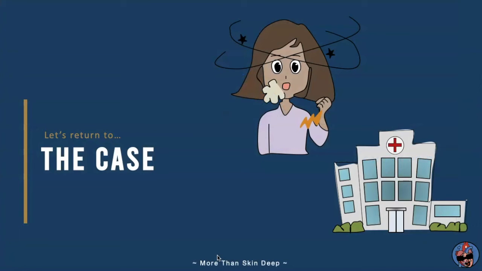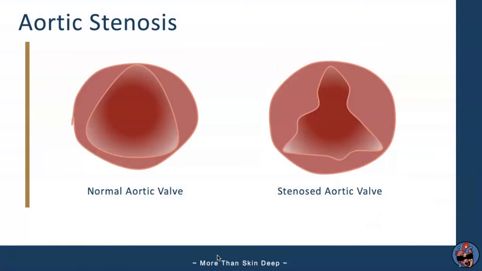Now let's return to the case. With age, valves can narrow and become stenosed. This means that less blood can flow through the valve than in a healthy heart. Less blood flowing into the aorta means less blood flowing into the coronary arteries which supply the heart tissue. This is why Anna had chest pain.